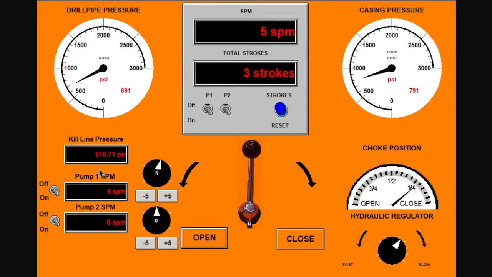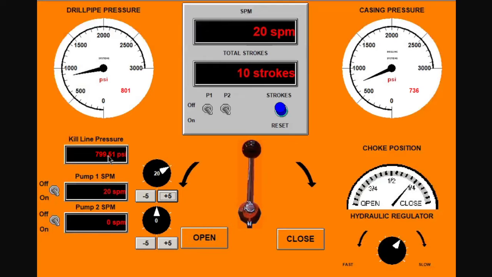Eyes on the kill line pressure. 810, 809. Can add 5 more. Open the choke. Five more. And 5 more.